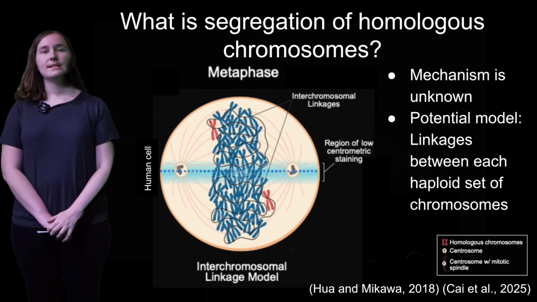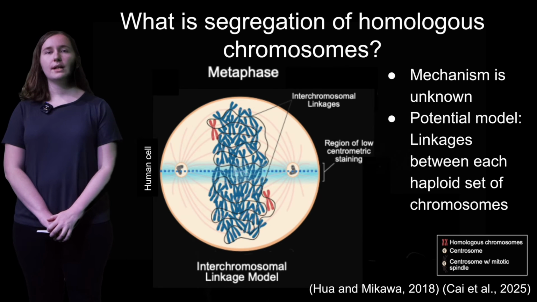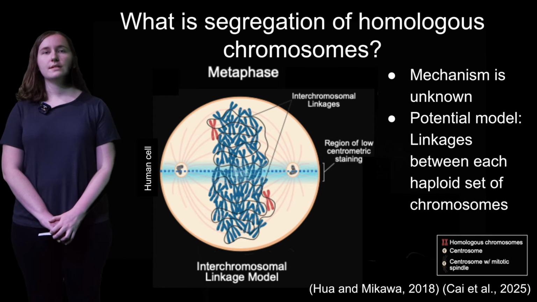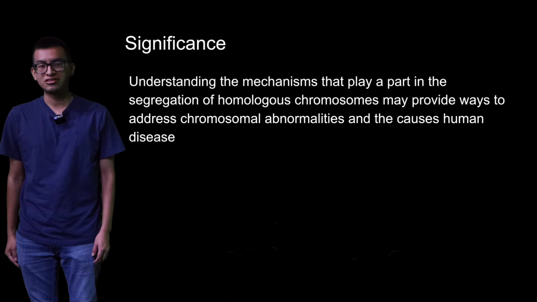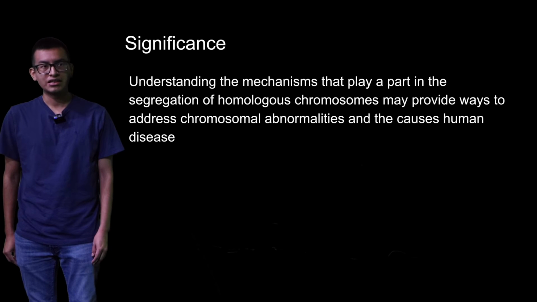Since the mechanism is still unknown, we've developed a working model that there could be physical linkages between each haploid set of chromosomes, keeping each pair of them not being on the same side of the cell. We think that these linkages could be made up of DNA, so we're staining for Topo2, which is used in organizing DNA. Significance: understanding the mechanism of segregation of homologous chromosomes might provide avenues toward understanding chromosome abnormalities.